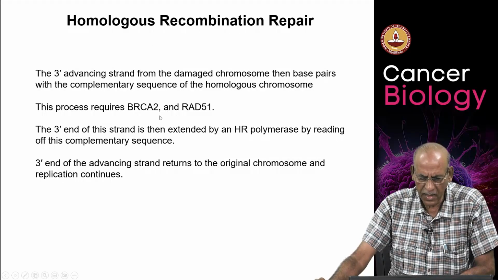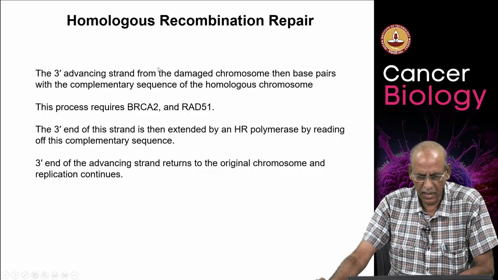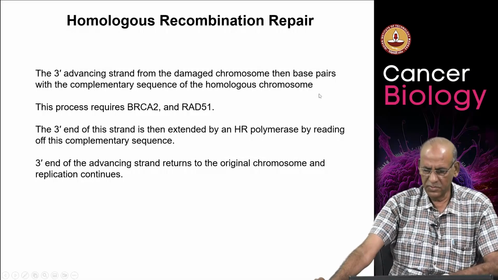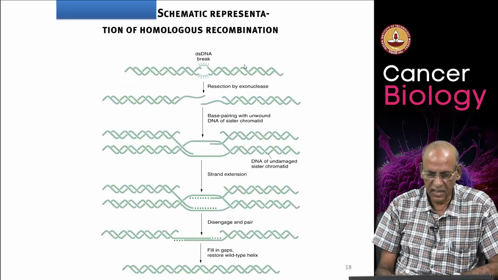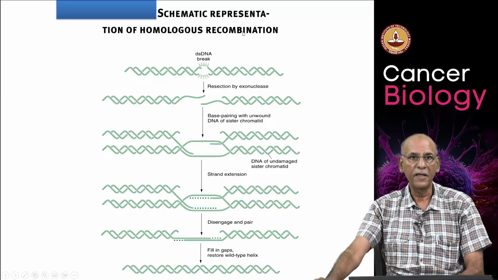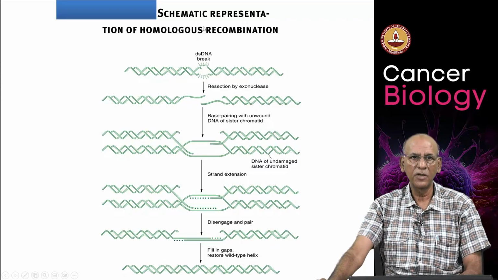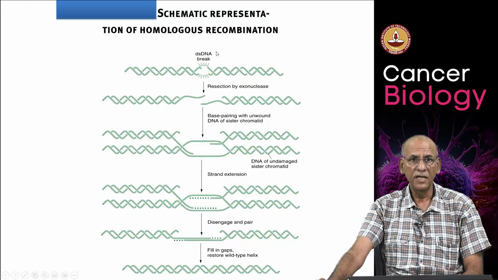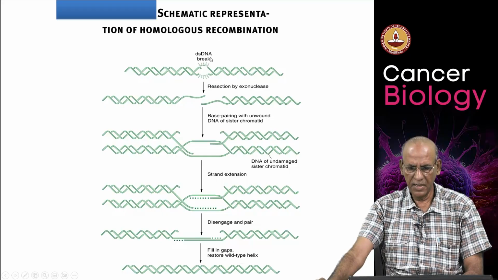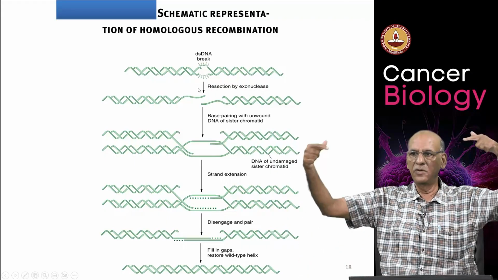Anyway, here we are talking about homologous recombination repair. The 3' advancing strand from the damaged chromosome then pairs, because we have the homologous chromosome. As I told you, you will never understand unless we show the figure here. So, we will see how this homologous recombination repair mechanism operates. Let us imagine, see here, there is a double strand DNA break. So, both the strands are broken. Now, what will happen? There will be an exonuclease cutting at this place.